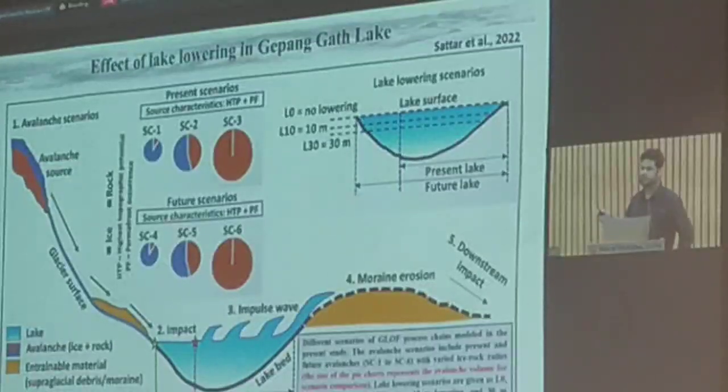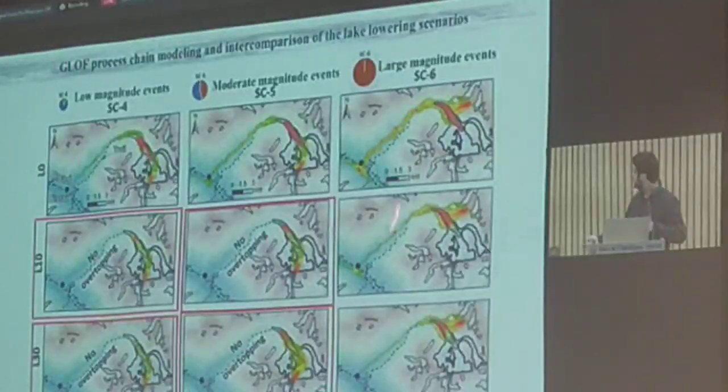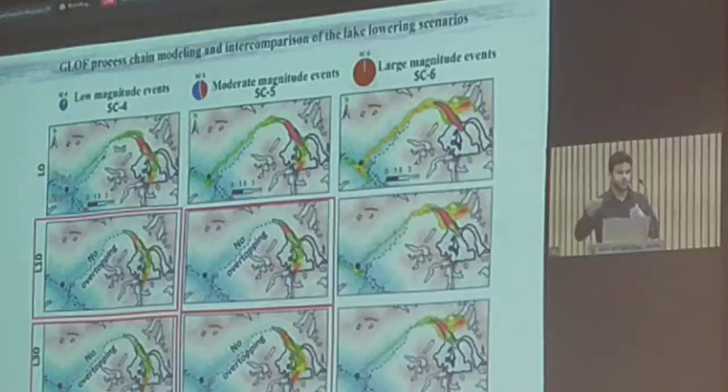Now here we try to look into different ways we can mitigate or reduce the hazard. We try to model different avalanches that can hit this particular lake. And what if we lower the lake by 10 meters and 30 meters? What effect would it have in terms of hazard potential, downstream risk? What we found is that if we lower the lake by 10 meters or 30 meters, there is no overtopping of the moraine. So the tsunami wave which is being generated is not overtopping the frontal dam. So the risk has come down at the source itself.